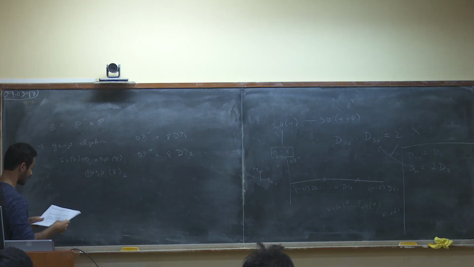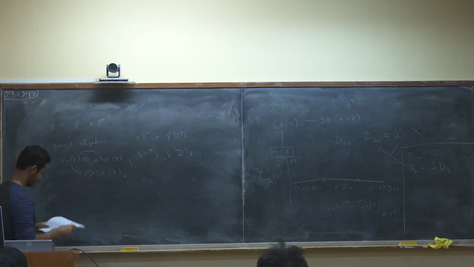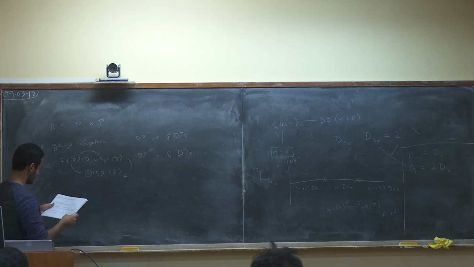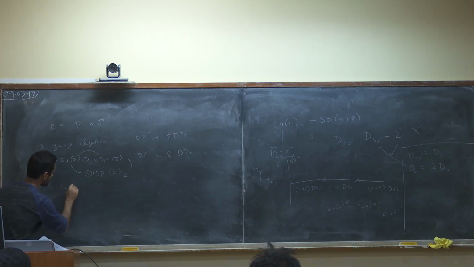Then you find that there are hypermultiplets for each pair of gauge algebras. So you have a bifundamental here, a bifundamental here, and a bifundamental here. Then there are two hypermultiplets in the antisymmetric of SU8. So you have two antisymmetrics, and finally you have 1 plus 4 tensor multiplets.